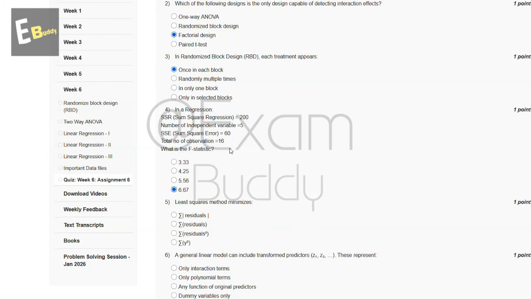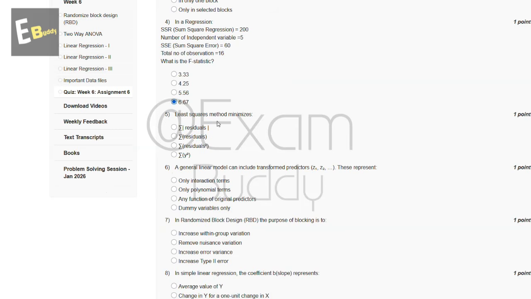And now let's go to our question number 5. Least squares method minimizes. So these are the options, and the answer of our fifth question is C, summation of residuals square.